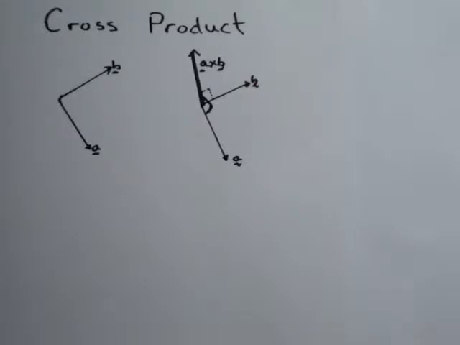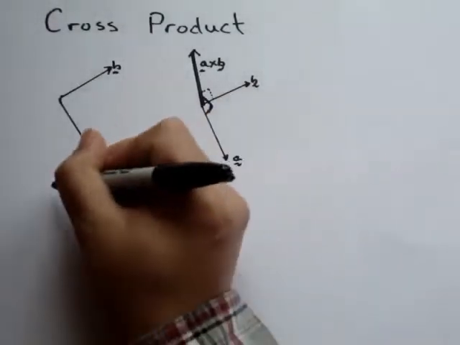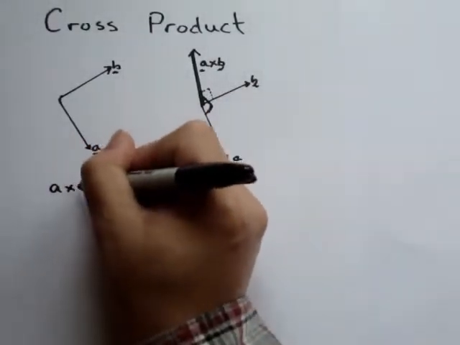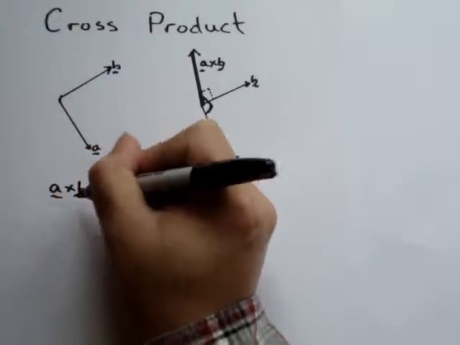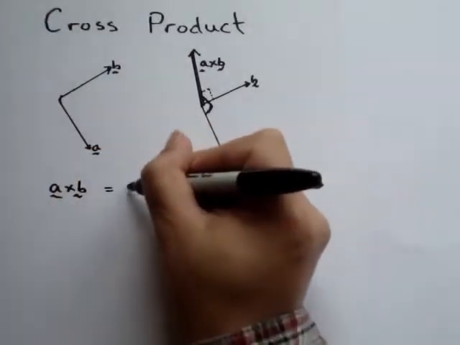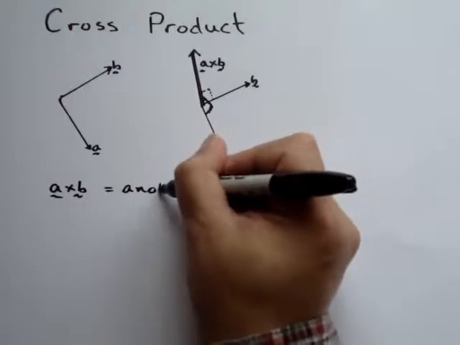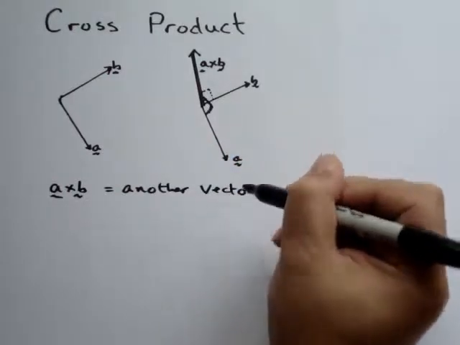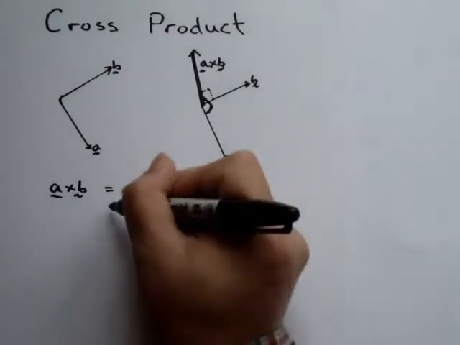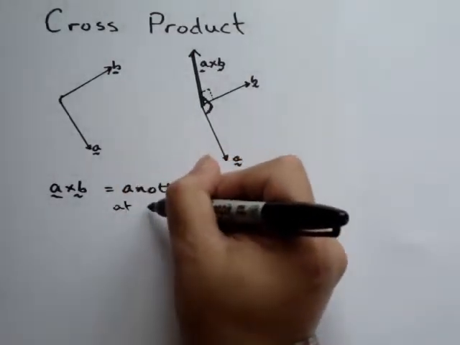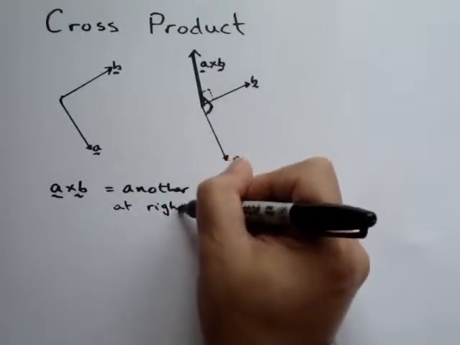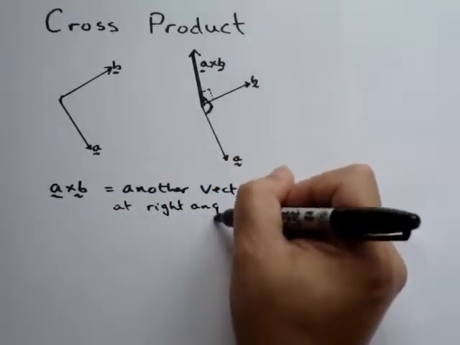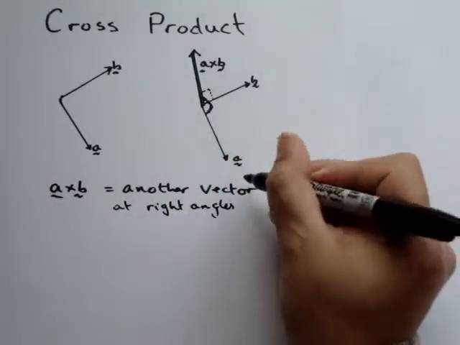The cross product is also used when we multiply two vectors. So in the cross product we write A cross B, and this gives us another vector. And this vector is at right angles to both A and B.